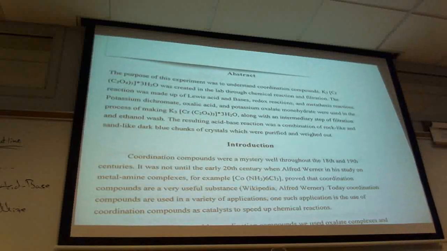Potassium dichromate, oxalic acid, and potassium oxalate monohydrate were used in the process of making. This is good. That's simple. It tells us what they used, but it doesn't really give us all the details. But if we want all the details, we could read the paper. But we know it's involving metathesis, Lewis acid base, and redox, right? You could make this a little bit longer and specify what the redox reaction is, what the metathesis, what the Lewis is. So that's fine too, to make it a little longer.